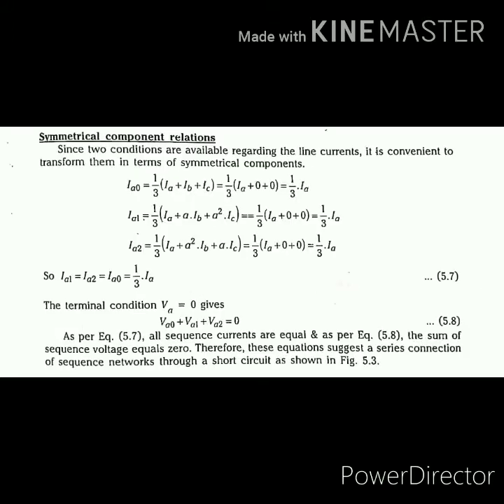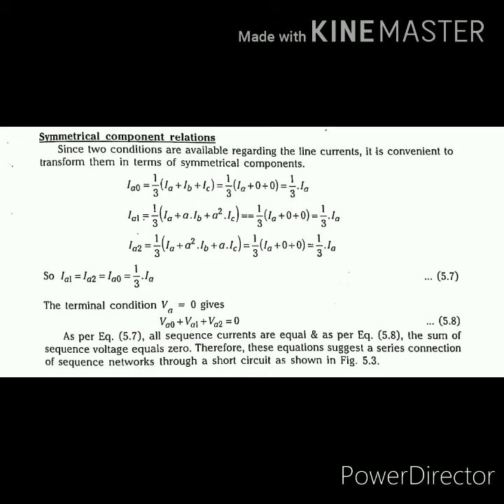For the zero sequence current IA0, we already know the equation: 1 by 3 into IA plus IB plus IC. Substituting the terminal conditions, we get 1 by 3 times IA. Similarly, we have calculated IA1 and IA2. Here all the sequence currents are equal, and each is equal to 1 by 3 times IA. Using the other terminal condition, VA equal to 0, we know VA0 plus VA1 plus VA2 is equal to VA, but VA is equal to 0. Therefore, VA0 plus VA1 plus VA2 is equal to 0.